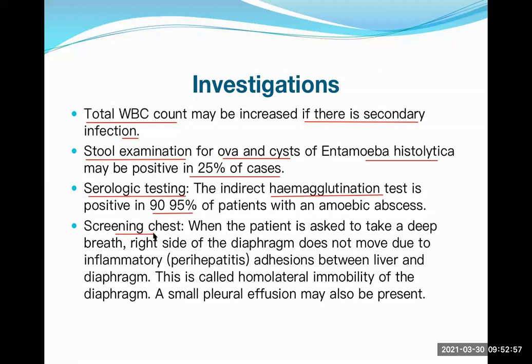Now, another one is screening of the chest. When the patient is asked to take a deep breath, the right side of the diaphragm doesn't move due to perihepatitis. Remember, perihepatitis is inflammation surrounding the liver. So there may be adhesion development between the right lobe of the liver and the right dome of the diaphragm. So if I ask the patient to take a deep breath, the right side of the diaphragm doesn't move much because of the attachment or the adhesion. This is actually a clinical test. You can include this as a sign of liver abscess. Nevertheless, it helps us regarding the diagnosis. That's why it is highlighted here.